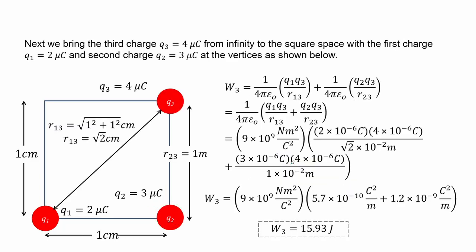We then bring the third charge Q3 in the space where there are charges already, Q1 and Q2. These charges will interact with the third charge just like what happened with the previous charge Q2. So the work done in bringing the third charge is equal to about 15 joules.